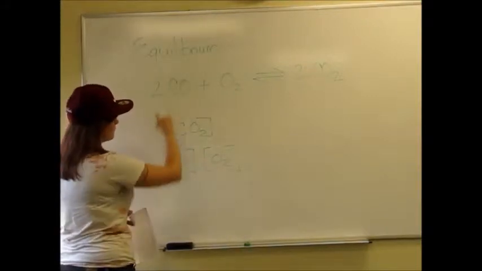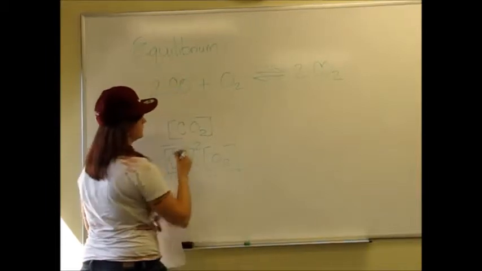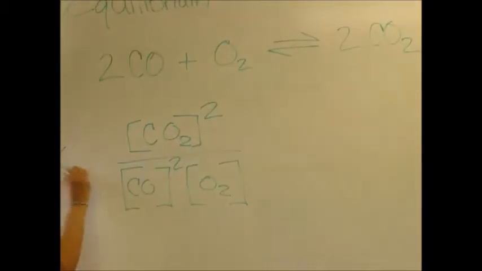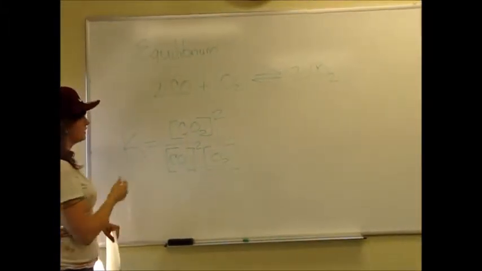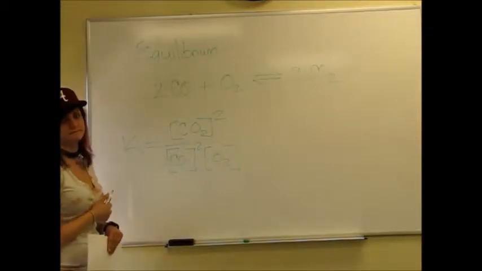So there's a 2 in front of CO, and it's going to go as an exponent. And then there's a 2 in front of CO2. So you put that exponent there, and all of this is equal. And so they're asking for just a constant. That's all you have to do. There's no math involved. It's just setting up the equation.